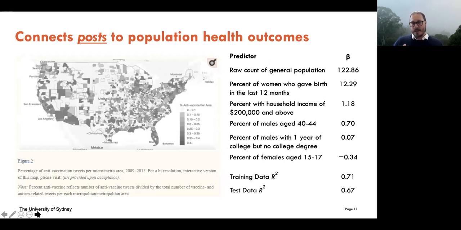But I'll ask if anyone can answer, what do you think might be the problem with that? I'm thinking of an epidemiology answer. Don't be shy.